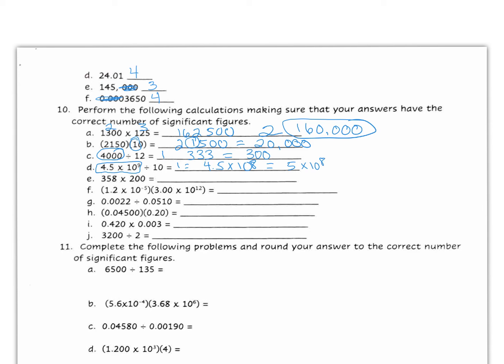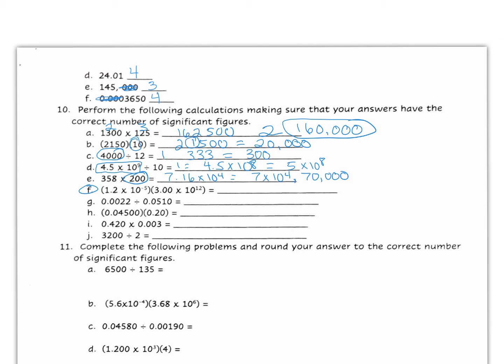All right, the next one, E, 1 significant figure again. I don't like these. 358 times 200. I get 7.16 times 10 to the 4th. That's in scientific notation. So I could say 7 times 10 to the 4th, or I could also say 70,000. Both the same number, both one significant figure.